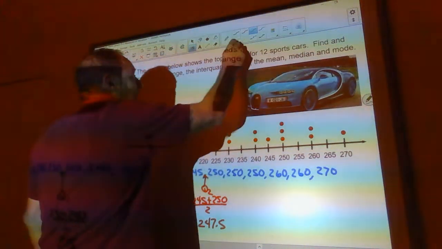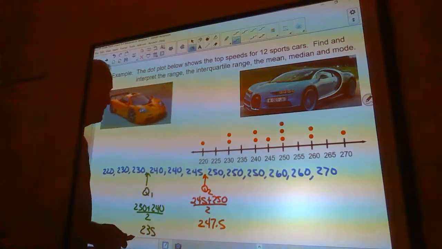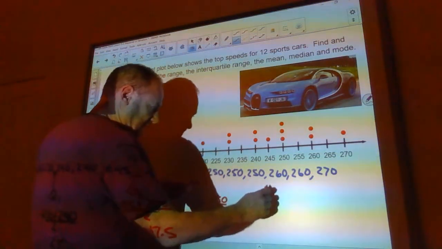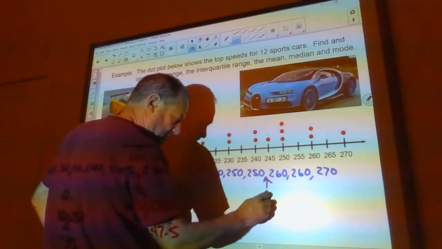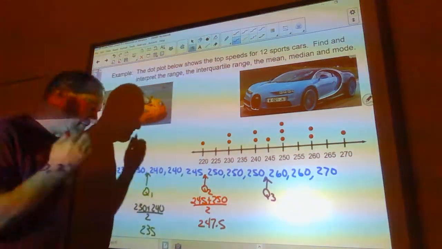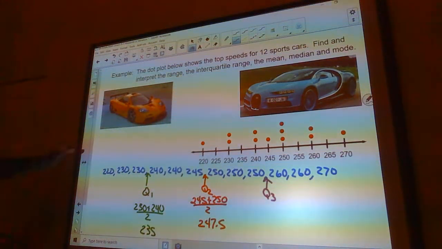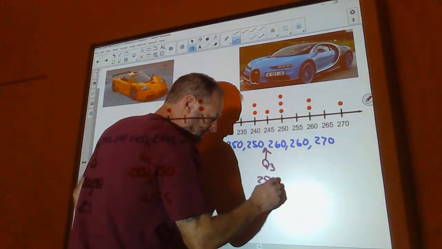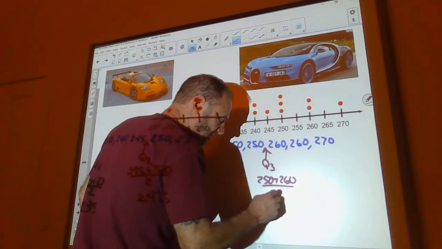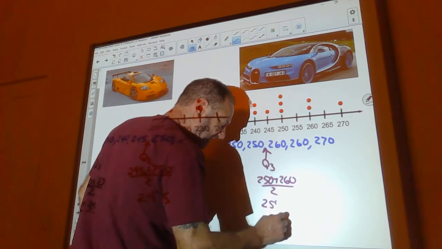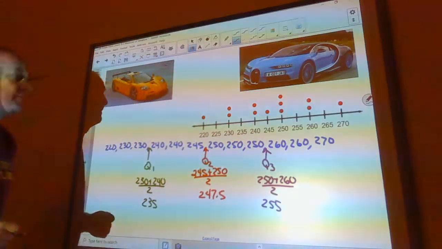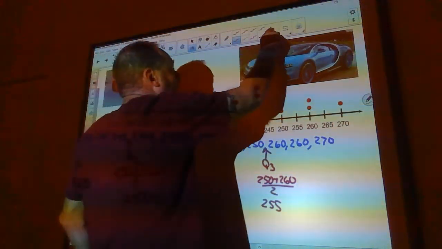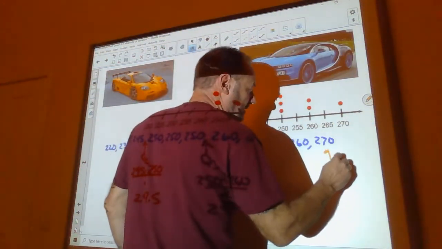And then Q3 will be in the middle of the top half of the data right there. So it's going to be between 250 and 260. So 250 plus 260 divided by 2 is going to be 255. There's Q3. Q4 is going to be 270.